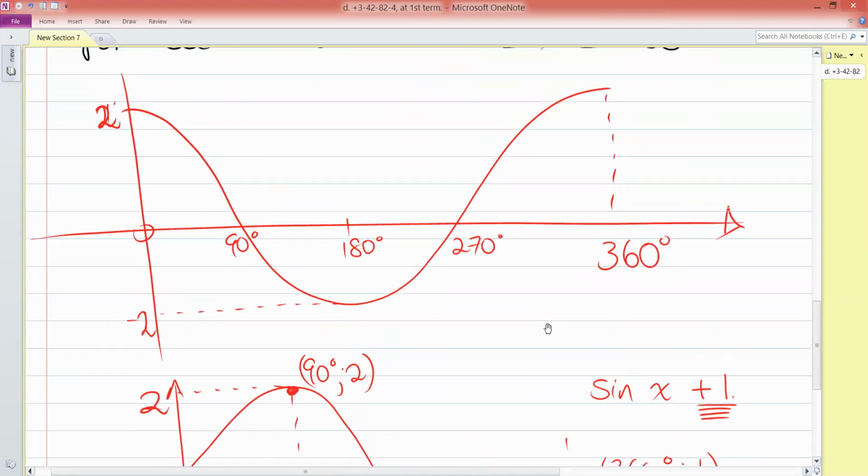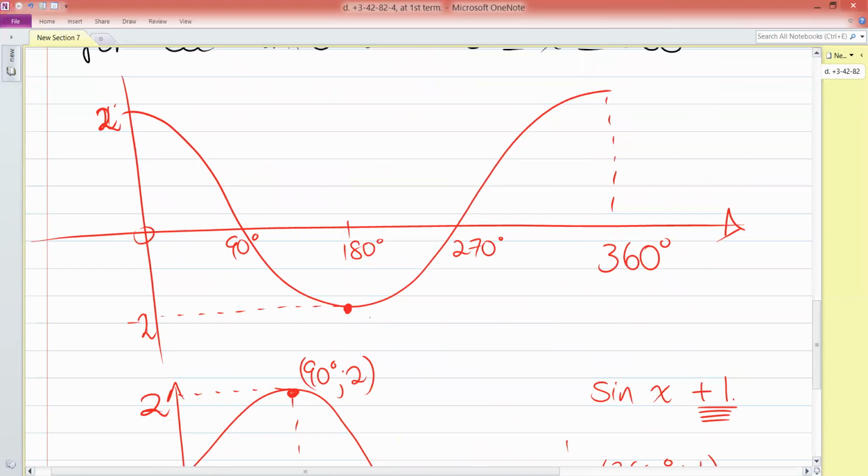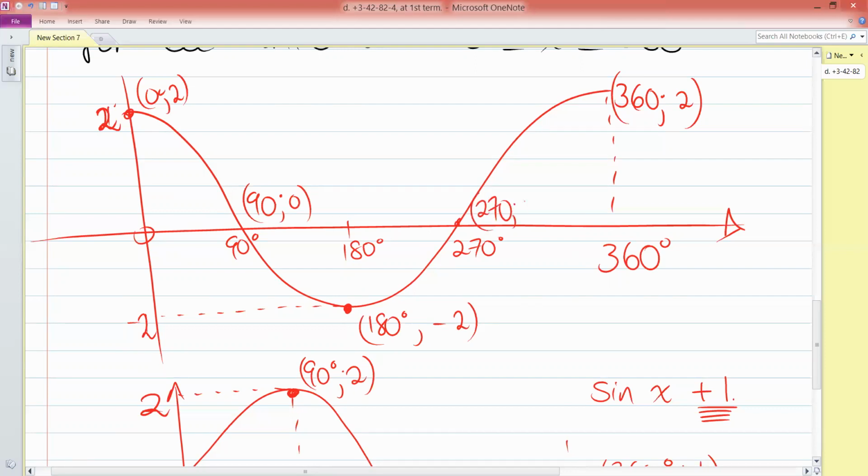So you've got your endpoints, your shape is correct, your maximum, minimum, intercepts, everything is shown there. For the other one, this is 180 and -2. This one is 360 and 2. Here you had 0 and 2. This one is 90 degrees and 0. 270 and 0.